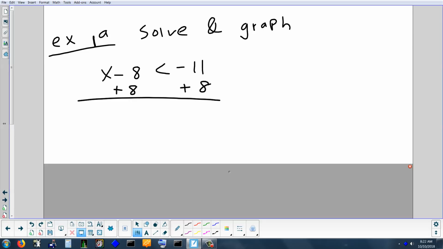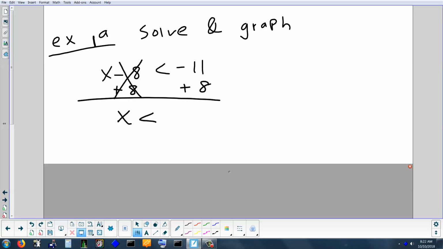So the goal is to make sure we get that negative 8 to disappear, right? We're putting it on the other side, so you always want to do the opposite. If you see minus, you do plus. If you see plus, you do minus. So I get x is less than, and what's negative 11 plus 8?